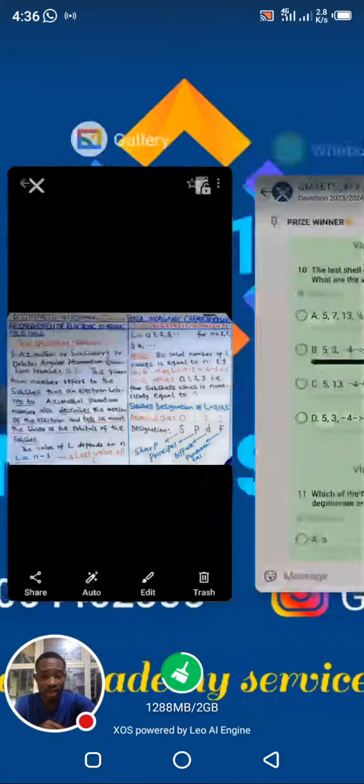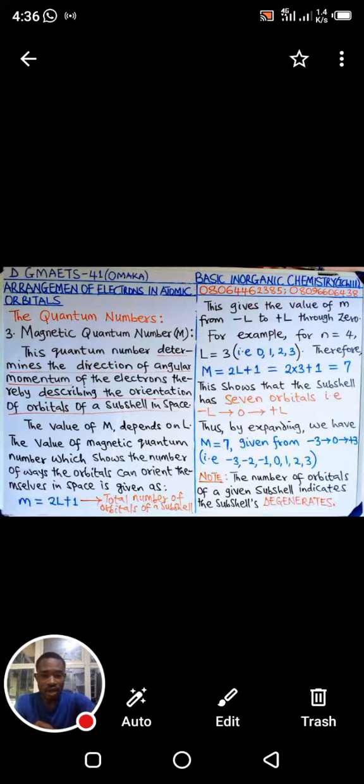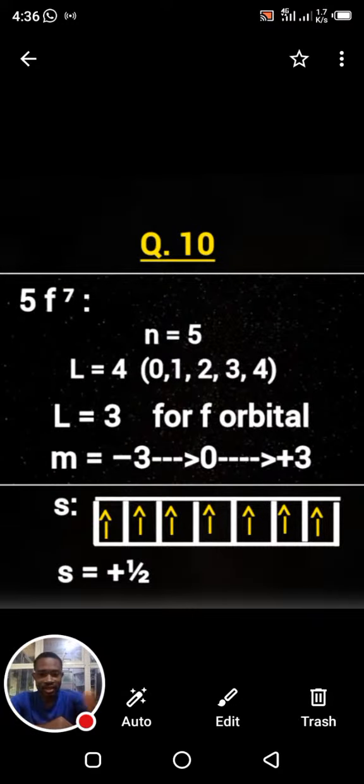I'm going to show you the analysis on screen so that you can follow up. Look at that, question 7, oh no, we're in question number 10. So this is the analysis. n is equal to 5. I've explained that l would give you 4 because n minus 1 is equal to 4. But then you need to get the total number of l values, which will start from 0 and end with 4, so you have 5 values there. But the particular value for l out of 0, 1, 2, 3, 4 is 3. And that is why you have l equal to 3 for f orbital.